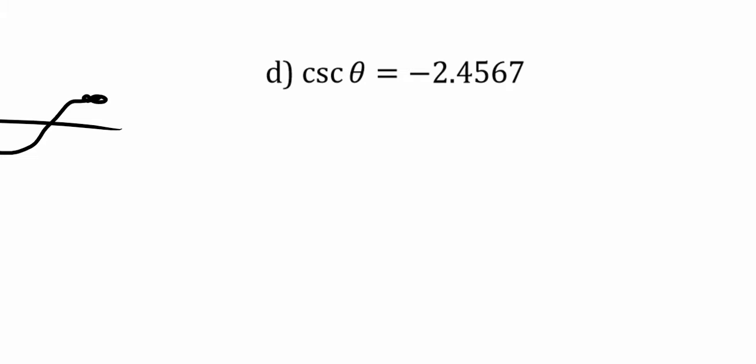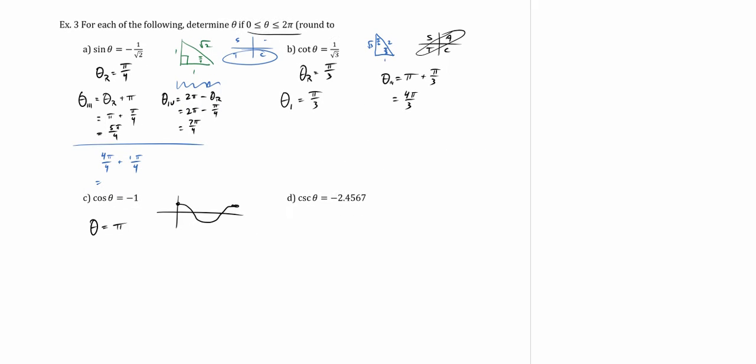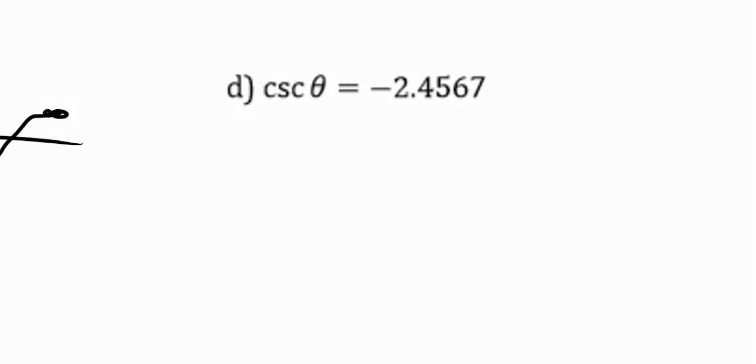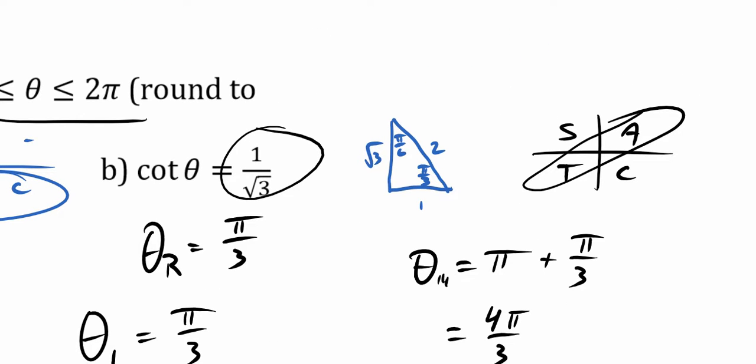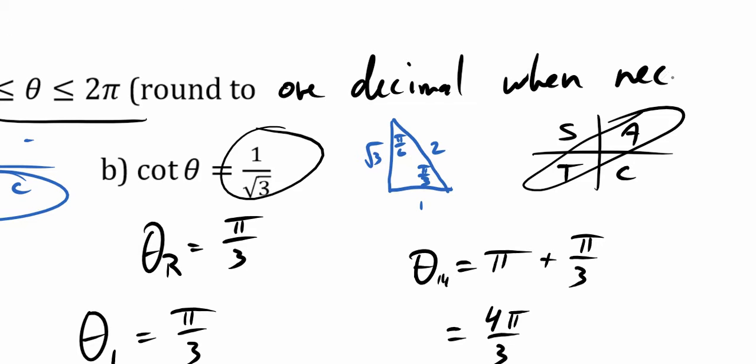Okay, so in this case, it's like the ones above, but these ones were special triangle answers, right? They're exact answers, so we could use special triangles. This one you can't, so we use our calculator, that's all. And this got cut off, but it's supposed to say round to, I can't remember, let's say 1 decimal when necessary.